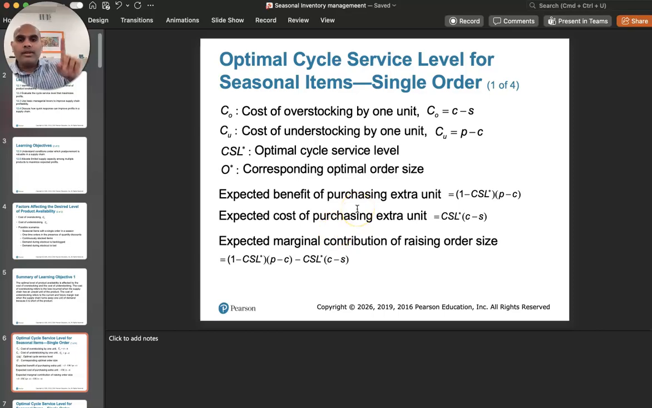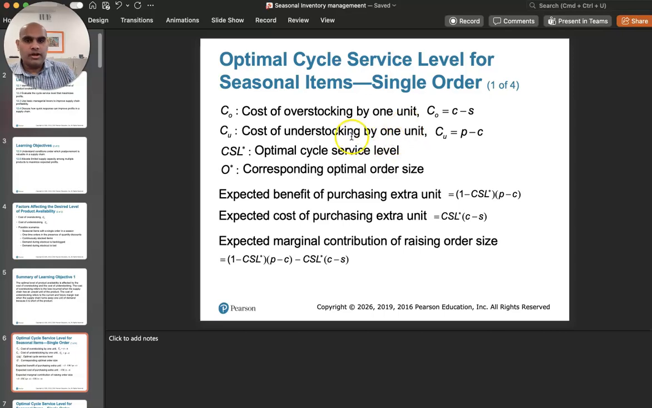So if there is one unit left over at the end of the season, if you had one overstocked unit, that cost is called Co, the cost of overstocking. So you had one extra unit. What is the cost of overstocking? This is the difference between the price that you paid to either buy or make the item minus the salvage value. So this is how much you're going to lose on any item that is left over. That's the unit cost of overstocking.